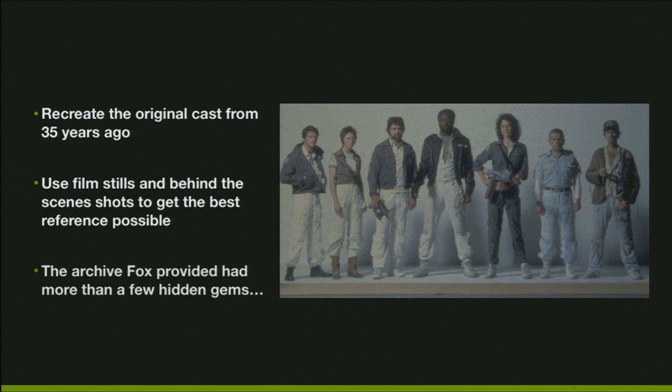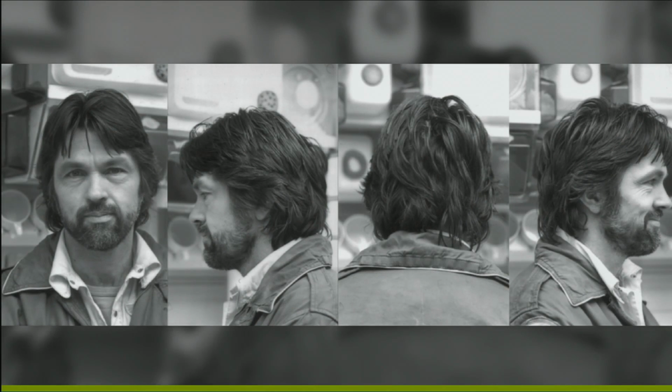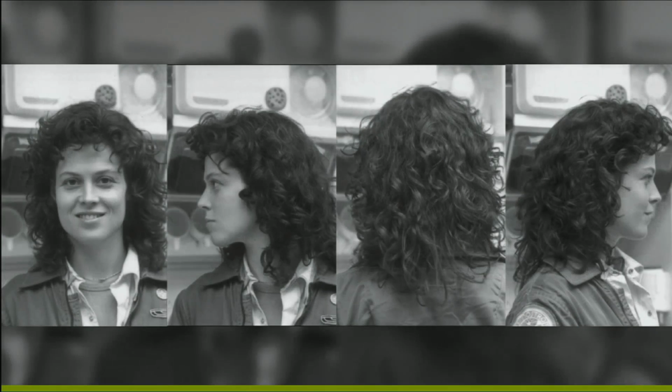And luckily, the Fox archive had a few gems in there that made it really easy for us to do. Continuity Polaroids existed. Continuity Polaroids are taken at the end of each day to make sure that the costume is correct and hair is in the right place, so that there's continuity between each day of filming. They had taken all these shots of the main cast. So we had the perfect reference material that we just did not expect to have. This was what we used to generate the final assets.